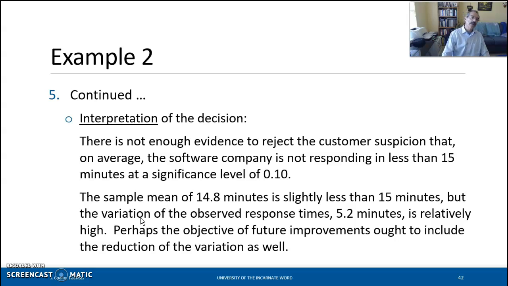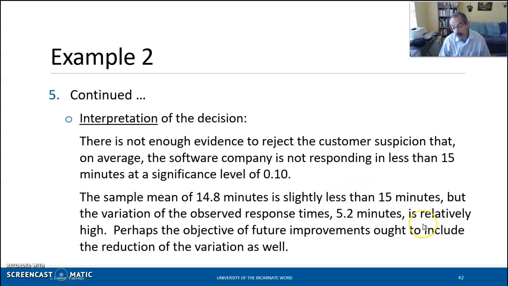So for the interpretation of that decision, we say that there is not enough evidence to reject the customer's suspicion that on average the software company is not responding in less than 15 minutes at a significance level of 0.1. And an additional commentary to this is that the sample mean of 14.8 minutes is slightly less than 15, but the variation of the observed response time is 5.2 minutes, quite large.